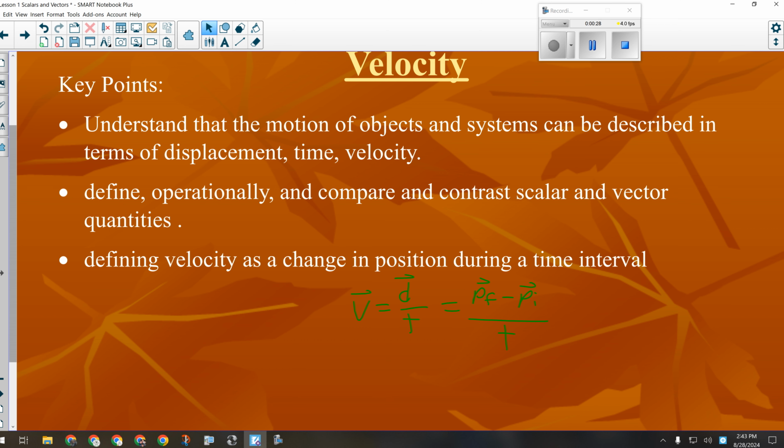Velocity is the rate of change of position. Displacement is change in position. Time is time. Change in position divided by time, or the rate at which we change our position. That's the vector part of it. Right? You also had this formula.